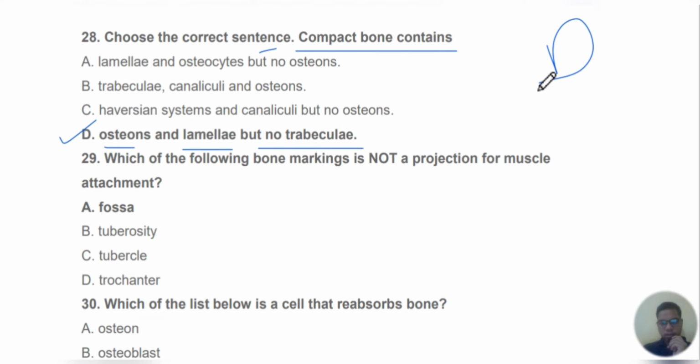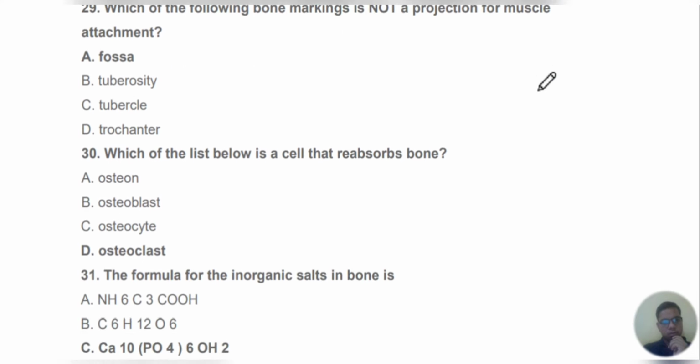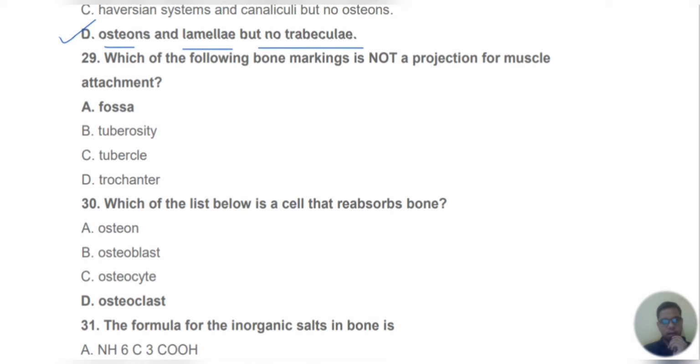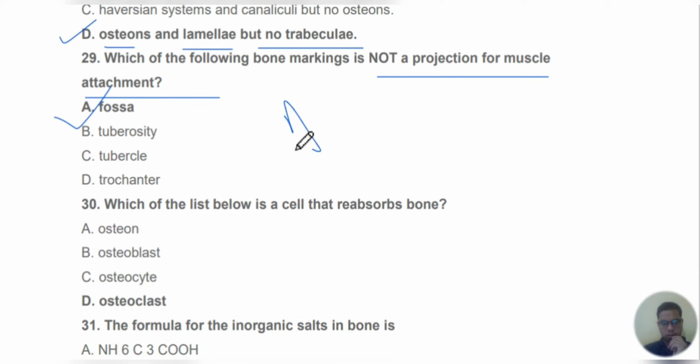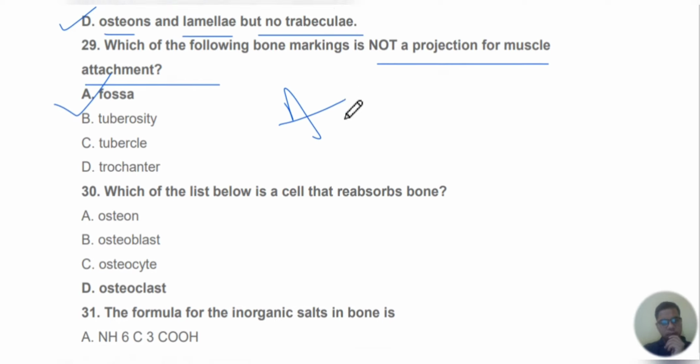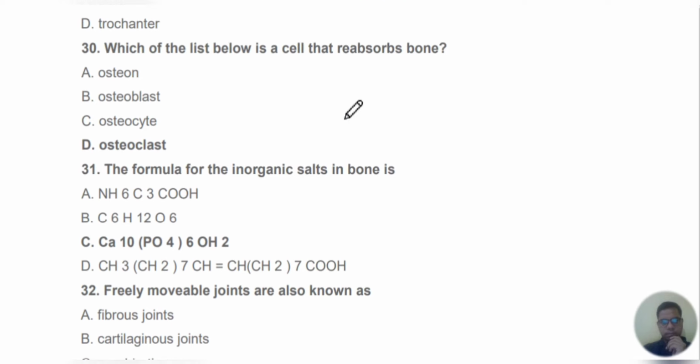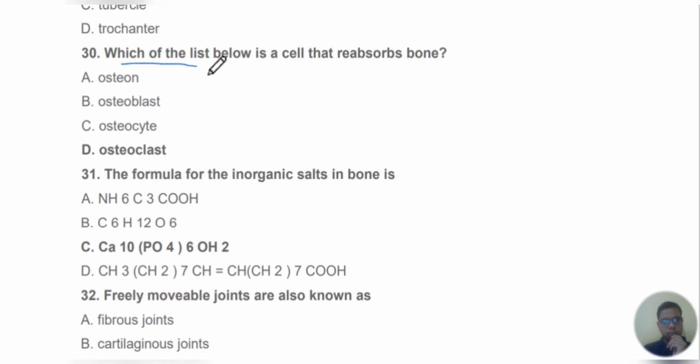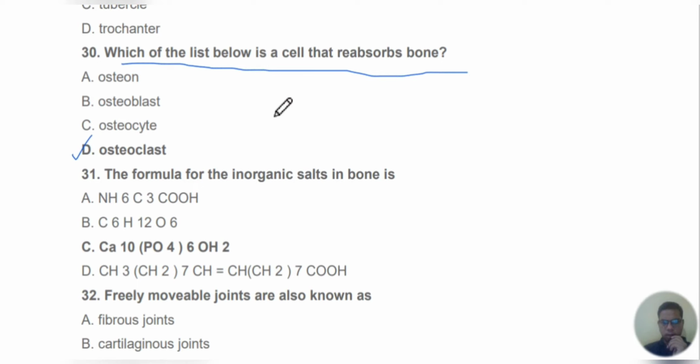Okay, next is 29 question number. Which of the following bone markings is not a projection for muscle attachment? The answer is A, fossa. Next is 30 question number. Which of the list below is a cell that reabsorbs bone? The answer is D, osteoclast.